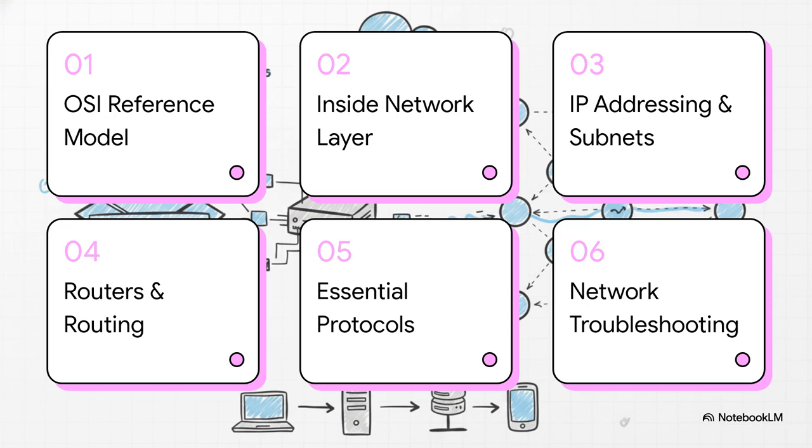All right, here is our roadmap for this explainer. First, the OSI Reference Model. Second, inside the network layer. Third, IP addressing and subnets. Fourth, routers and path routing. Fifth, essential network protocols. And finally, number 6, real-world network troubleshooting.